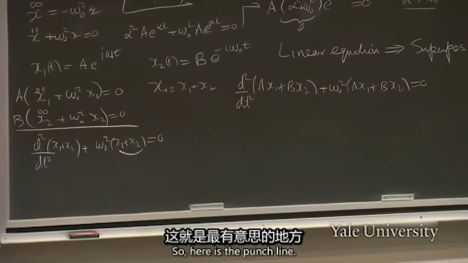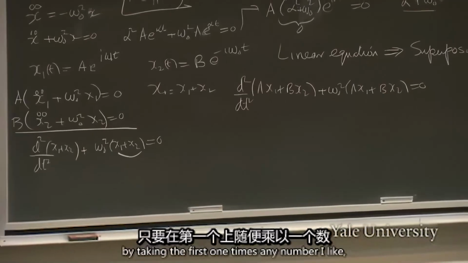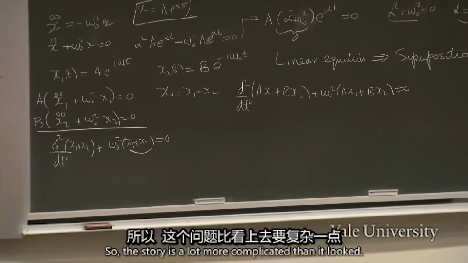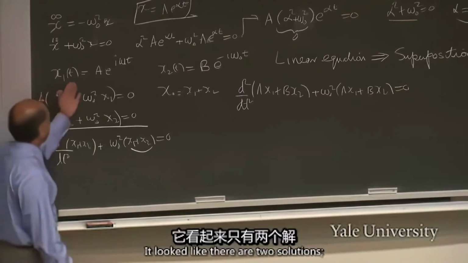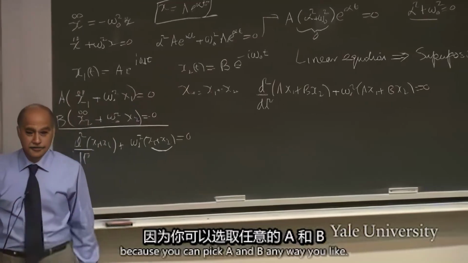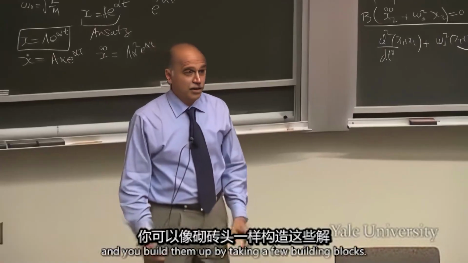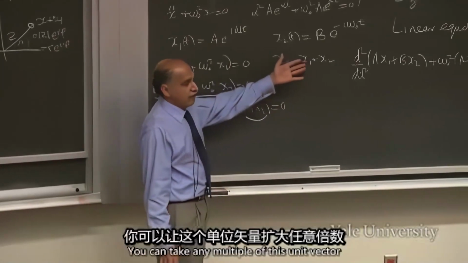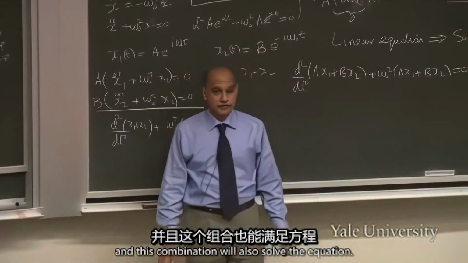So here is the punchline. If you give me two solutions to this equation, I can manufacture another one by taking the first one times any number I like plus the second one times any other number I like. So the story is a lot more detailed, more complicated than it looked. It looked like there are two solutions. Actually, there's an infinite number of solutions because you can pick A and B any way you like. So linear equations typically have an infinite number of solutions. And you build them up by taking a few building blocks. They're like unit vectors i and j. You can take any multiple of this unit vector, any multiple of that unit vector, and this combination will also solve the equation.